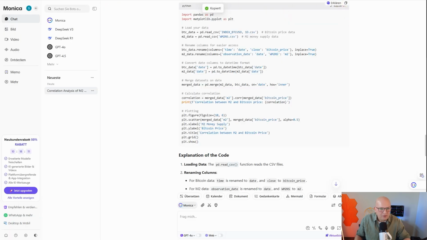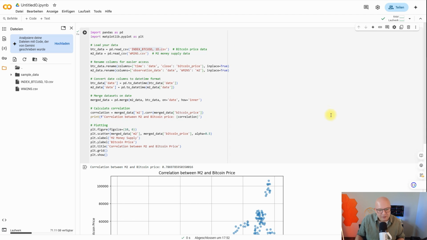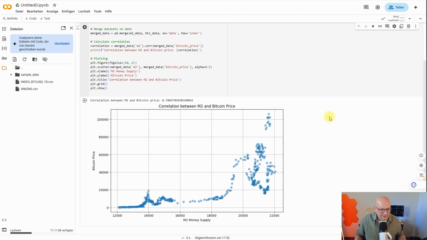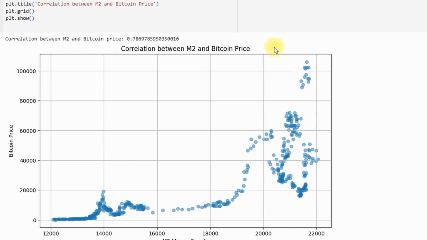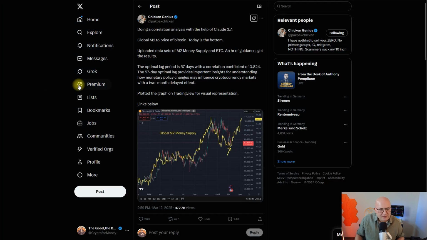And then I need to copy my code and paste it in here. Make sure that the names of my files are the same ones that I uploaded here on the left, and then I can run my code, and after a few seconds already I get the results. And we can see here, and this is very interesting, that the comparison of this data, US M2 money supply and the price of Bitcoin, has a correlation of 0.786.